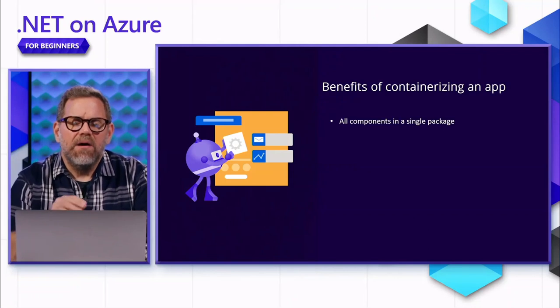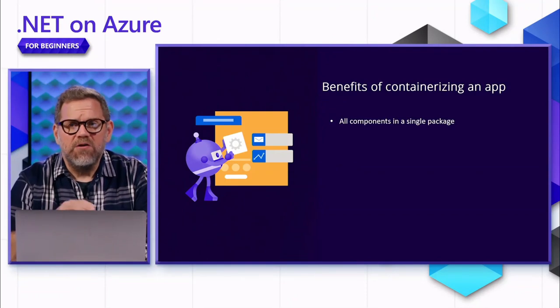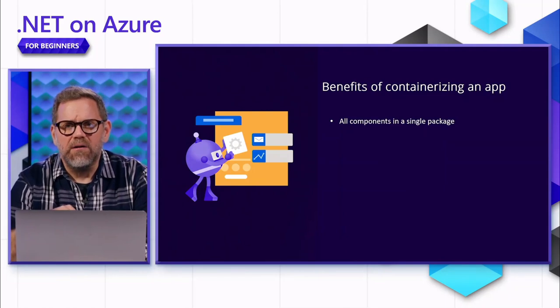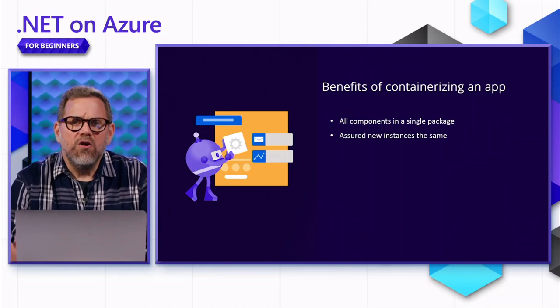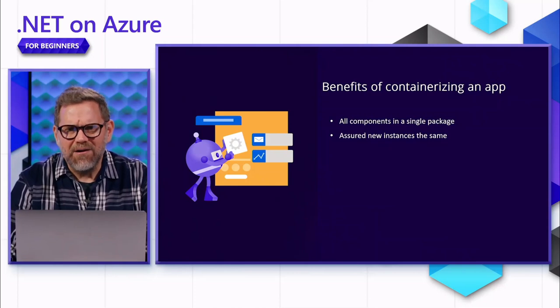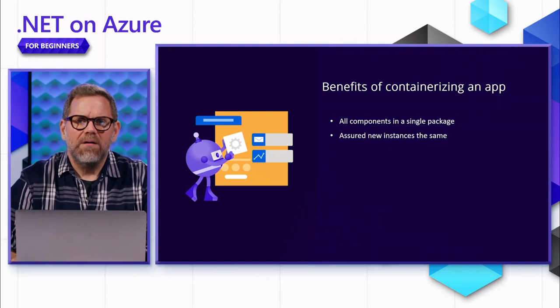When you containerize an app, all of the components for your application, all the way down to the NuGet packages it depends on, even the runtimes, are put into a single package or a container. Well, it's called a container when you actually new it up and start running. It's an image file at first. So everything that you need to run your app is in there. So when you new up a container, so to speak, you can be assured that everything is the same. All the new instances are going to be exactly the same because the container is more or less immutable.